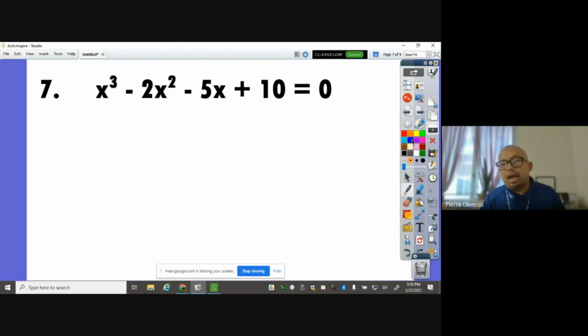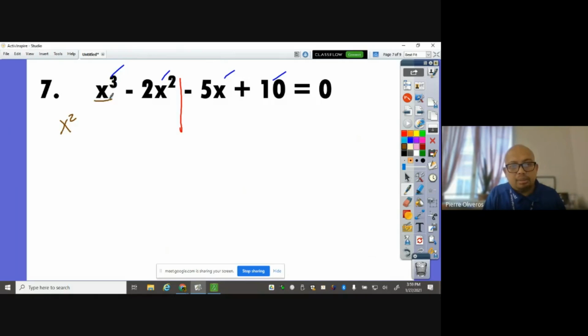7. Now you have x cubed minus 2x squared minus 5x plus 10. You have 4 terms here. If you have 4 terms, that's a hint that you might need to use factor by grouping. Factor by grouping is splitting them into 2 groups. And I'm going to focus on the first 2 here, wherein the common term is x squared.